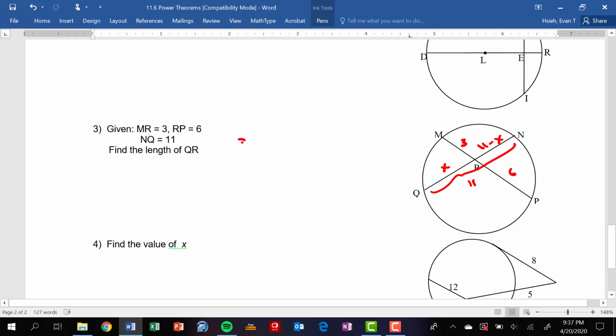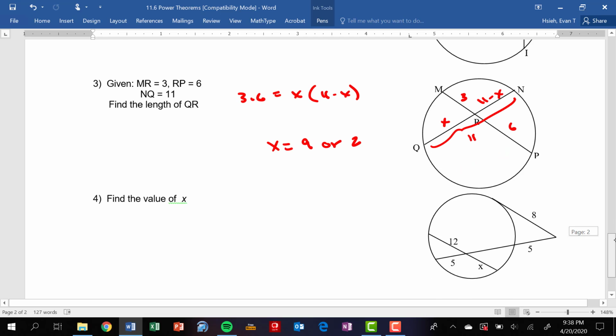And then I'm just going to do the same thing here. 3 times 6 equals x times 11 minus x. And I'll go ahead and solve that. When you do solve that, you actually get 2 answers. X ends up being equal to 9 or 2 if you solve the quadratic.